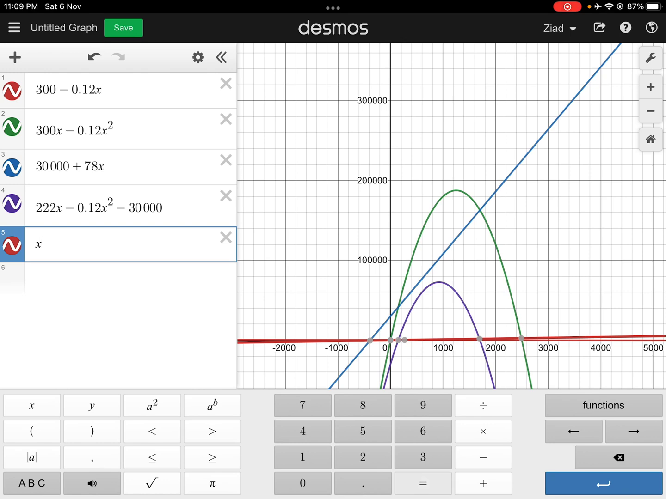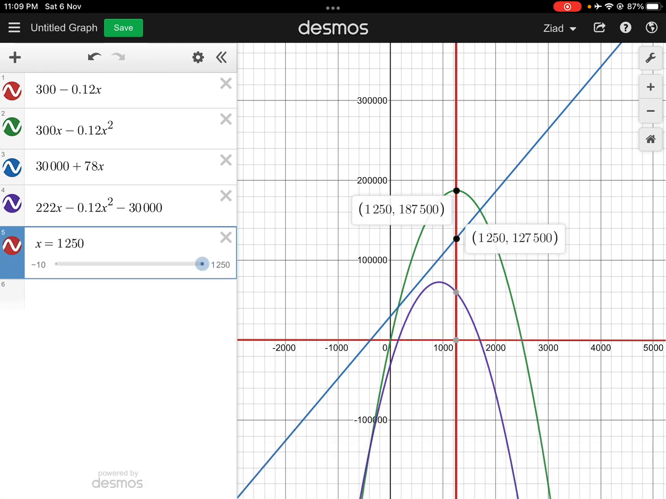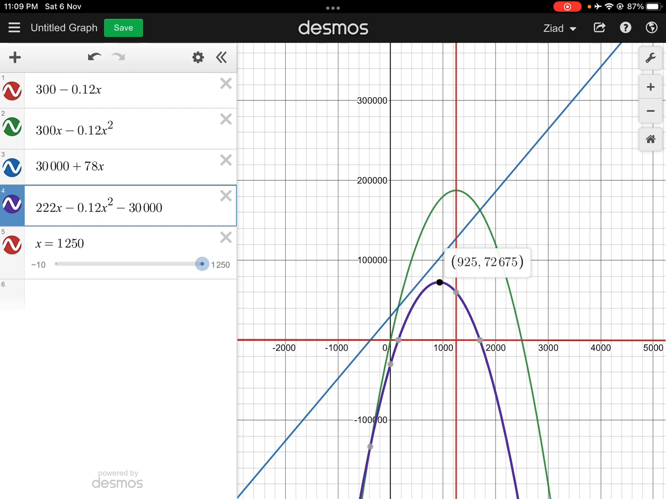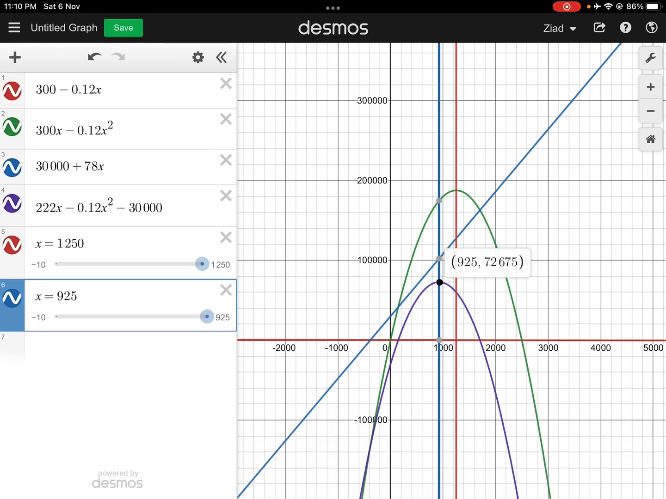Notice, I want to show you here that before, when we had the maximum revenue, let me also draw again X equal 1,250. Notice here that the one you need to look at really is the purple. So 60,000. See, when X is 1,250, the profit is 60,000. But when X is 925, the profit is more. So X equal 925, the profit will be 72,675.